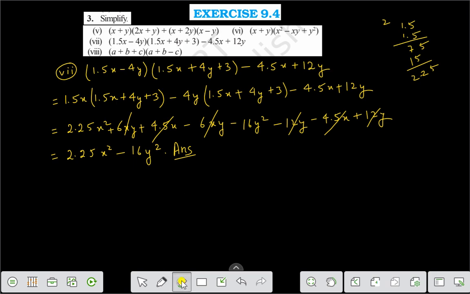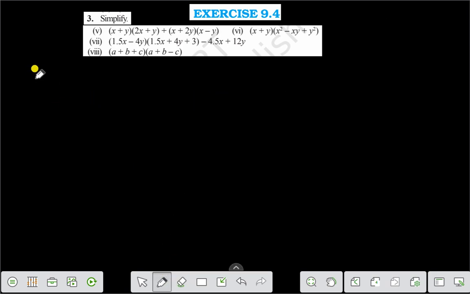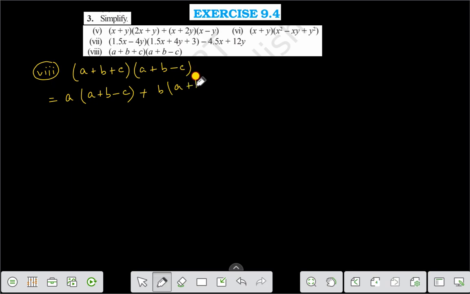Now we solve question number 8. That is a plus b plus c into a plus b minus c. So we are getting a into a plus b minus c, plus b into a plus b minus c, plus c into a plus b minus c.